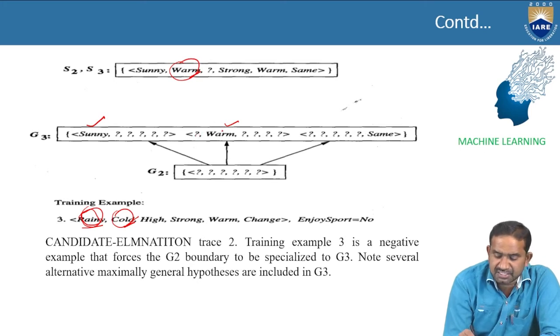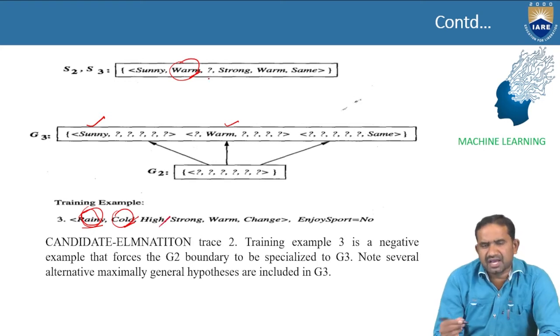It is warm. Why? Because initially we take it as a question mark, meaning generalized one. In the second place we go to the warm, so we can keep it in the second place here itself. Remaining all are generalized ones, meaning question marks. And the third one is high, meaning anything high, you can accept any value.